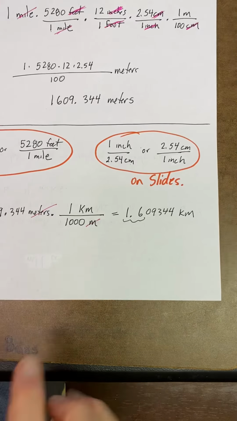Now, there is another way to convert within SI units. And it's because SI units are all based on 10. And so we're multiplying and dividing by tens and hundreds and thousands. And that's just the same as moving decimal points. So there is a quicker way to change.